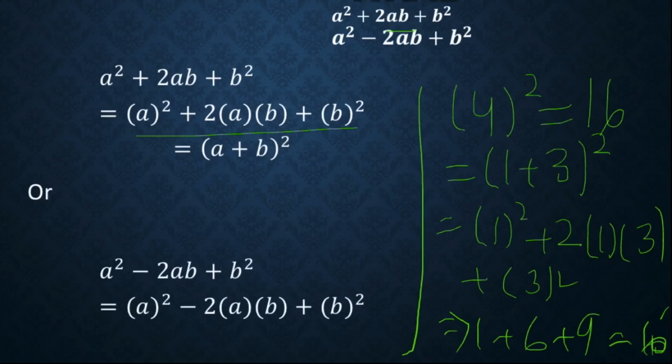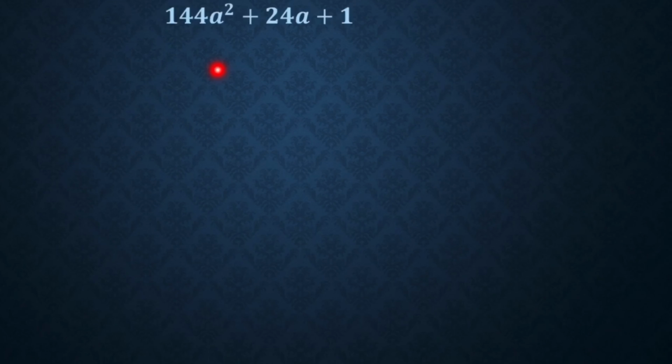Similarly, when the expression is a square minus 2ab plus b square, a square can be written as a whole square, b square can be written as b whole square, and minus 2ab will be written as minus 2 times a times b. It can be closed as a minus b whole square. Now students, we will see how we will solve 144a square plus 24a plus 1.